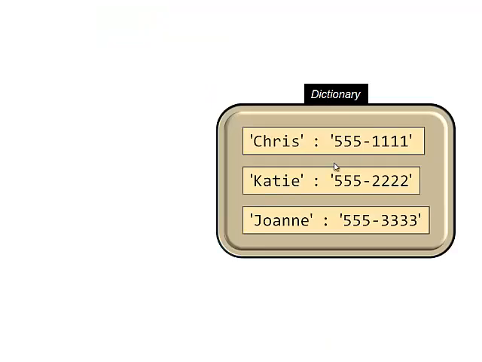For example, if we want to know Chris's phone number, then we would use Chris as the key. We would send that key to the dictionary, and the dictionary would send Chris's value, which is his phone number, back to us. If we wanted to know Katie's phone number, we would use the key Katie. We would send that to the dictionary, and the dictionary would send back Katie's phone number. And likewise, if we wanted to know Joanne's phone number, we use Joanne as the key. We send that to the dictionary, and the dictionary sends back to us Joanne's phone number.